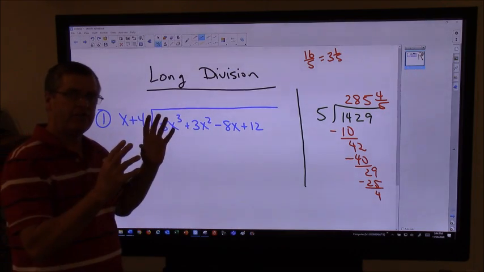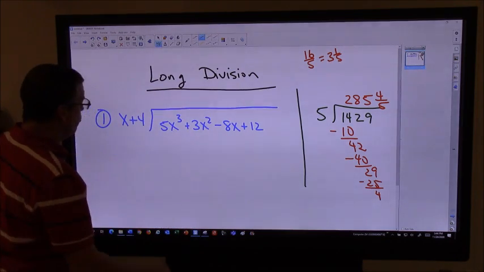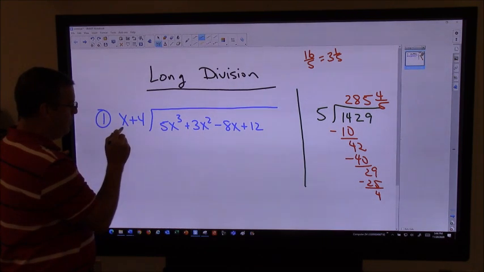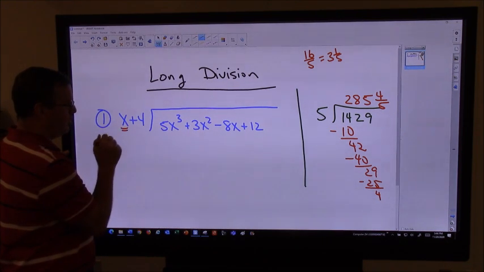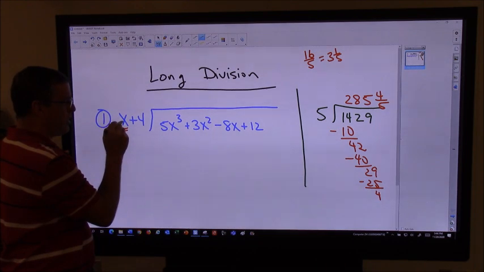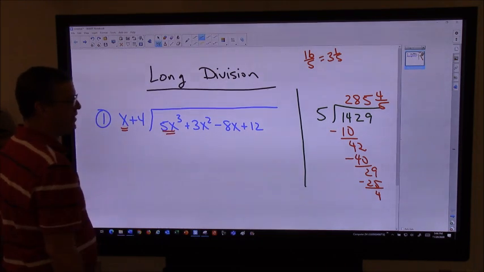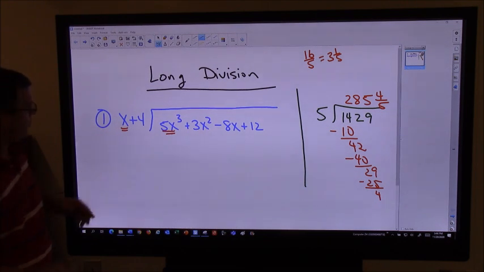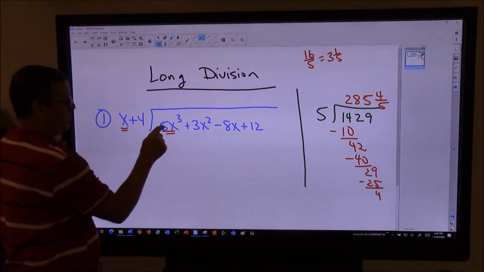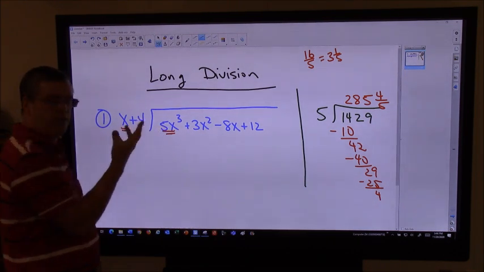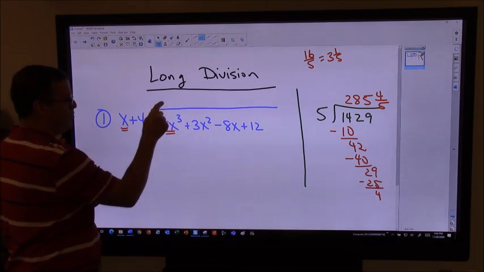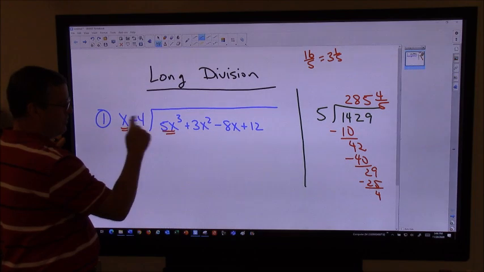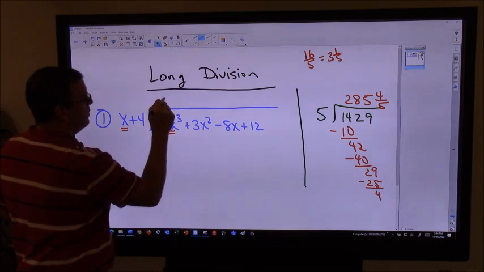And it's a little bit different, so we've got to make sure we understand. When I say how many times does this go into here, really I'm only looking at the first term, and I want to know how many times does x go into 5x cubed. Now, when we ask that question, how many times does x go into here? Another way to say it is x times what equals this. Right? If I just divide this by x, I get 5x squared.